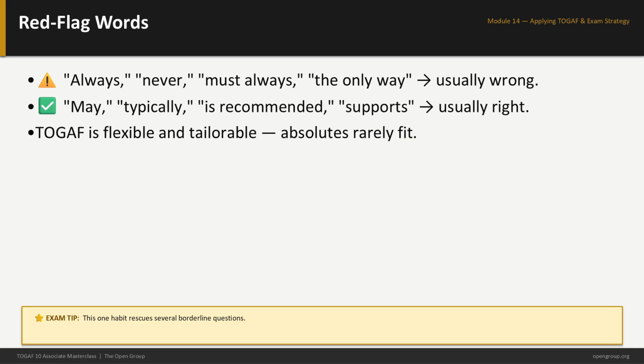This single habit, distrusting absolutes and favoring the measured phrasing, can rescue several borderline questions across the exam. It's the cheapest, highest return technique you have. When you're genuinely torn between 2 options, let the absolute one be your prime suspect.